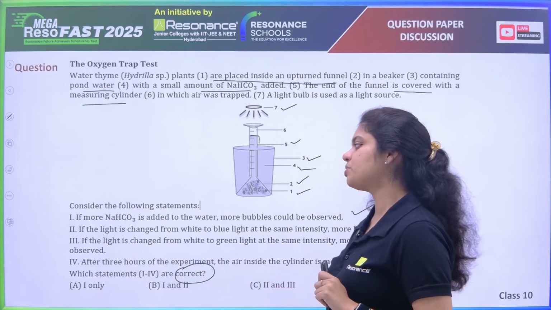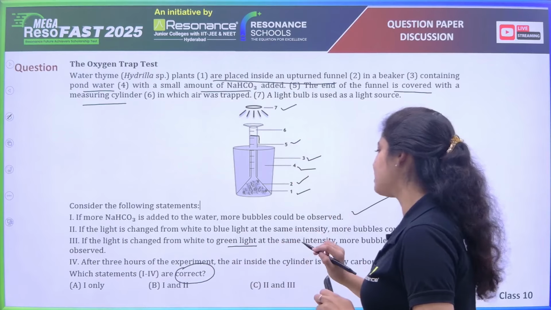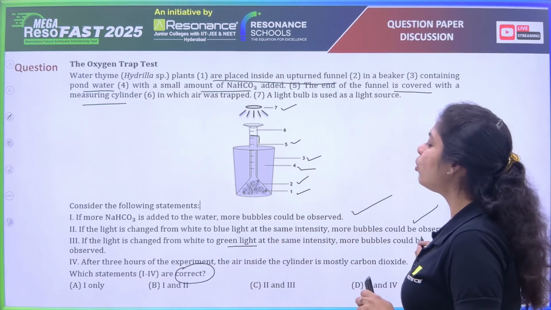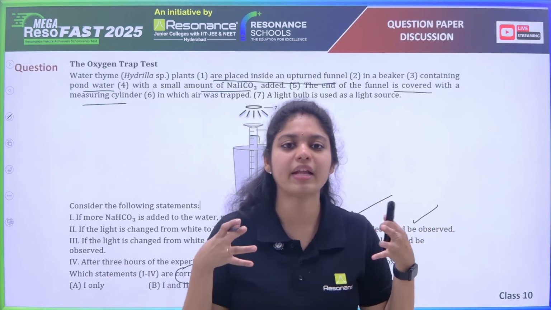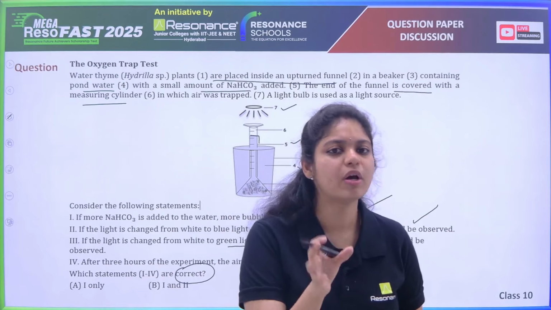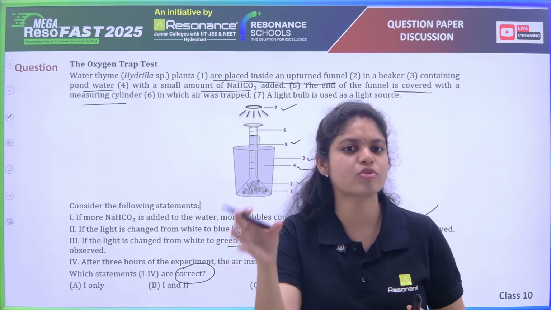Coming to the third statement, if the light is changed from white to green light at the same intensity, more bubbles could be observed. Green light is not at all encouraging for the process of photosynthesis. It does not show any reaction for the process of photosynthesis.